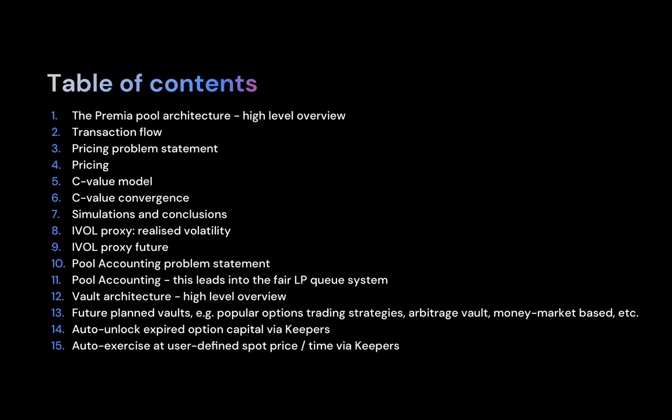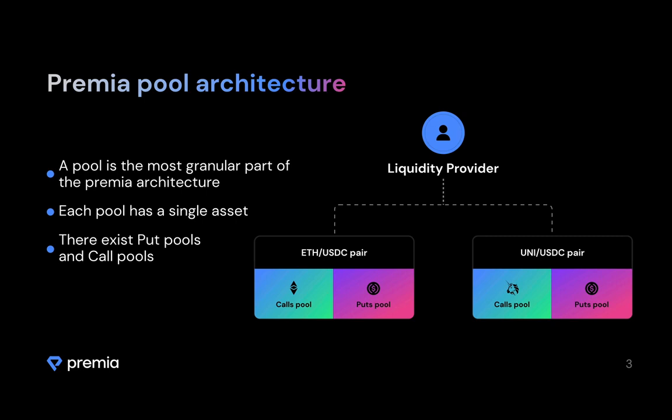But first, we must consider the Premia pool architecture. The most granular notion within the Premia system is the notion of a pool. Now, every asset pair has two pools, a pool for put options and a pool for call options. So each pool has just a single asset in it. And in the case, let's say, of an Ether USDC pair, the calls pool would have just the underlying Ethereum in this case, and the puts pool would have the numeraire asset, USDC, in this example. And all options purchased from the pools are fully collateralized, and the underwriters take covered positions in both.